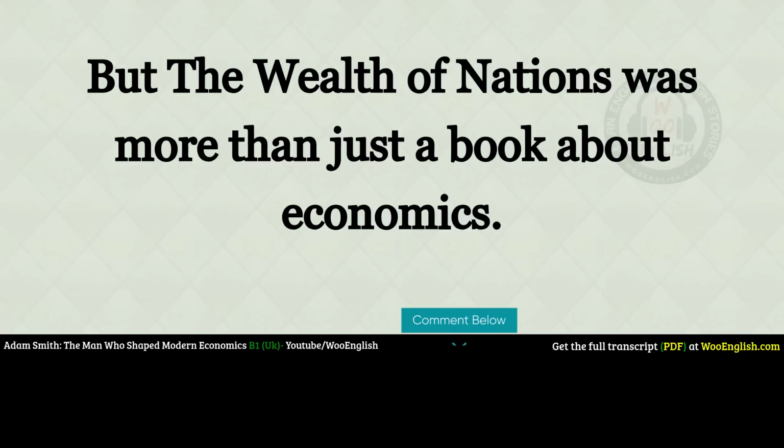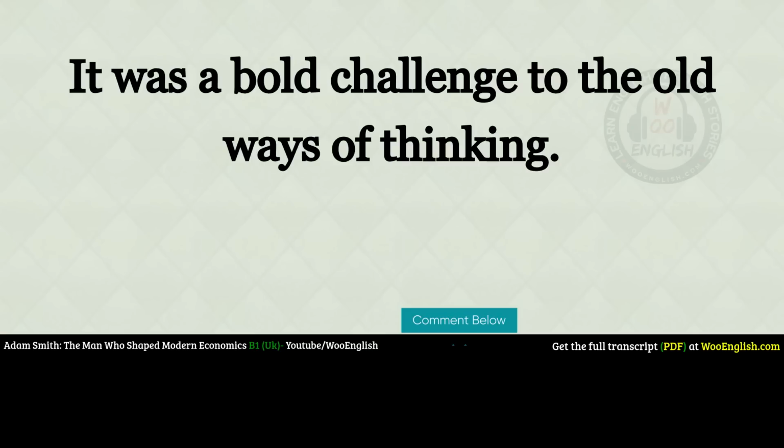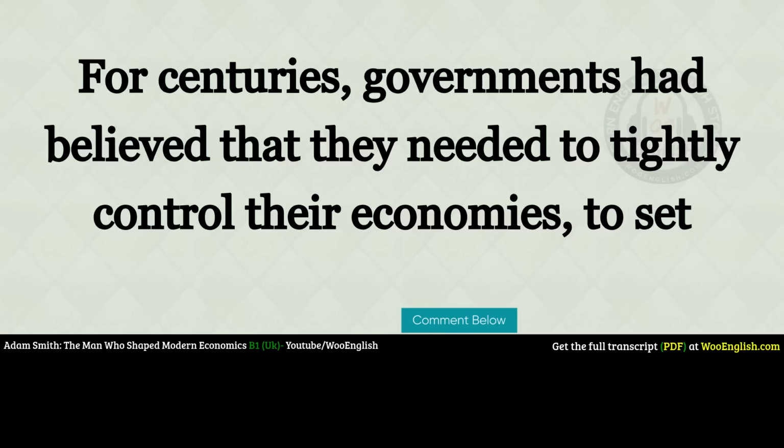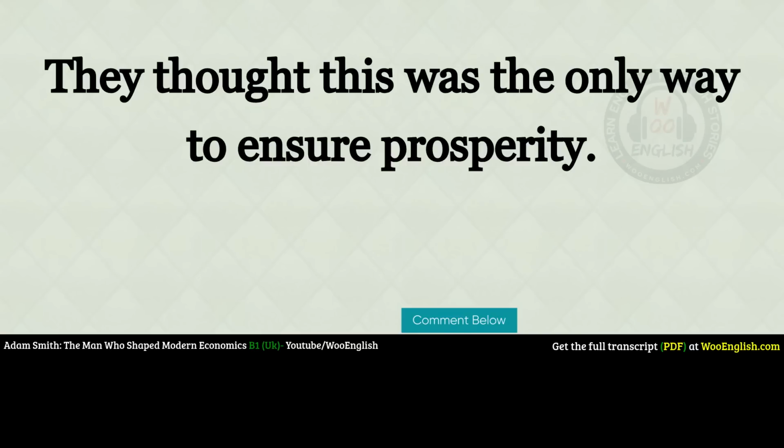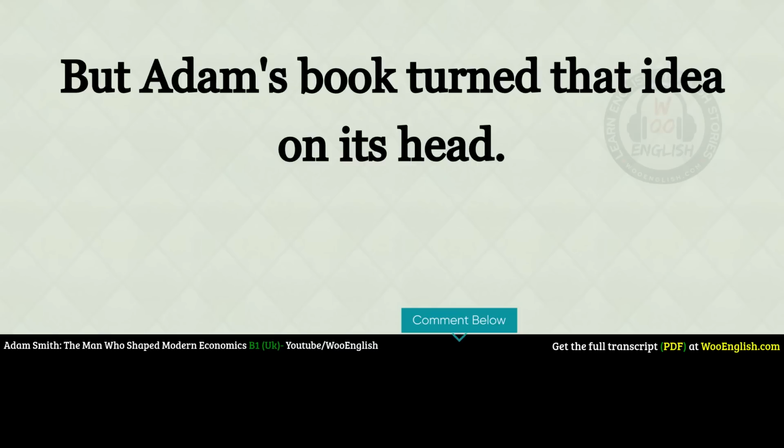But The Wealth of Nations was more than just a book about economics. It was a bold challenge to the old ways of thinking. For centuries, governments had believed that they needed to tightly control their economies, to set prices, restrict trade, and regulate industries. They thought this was the only way to ensure prosperity. But Adam's book turned that idea on its head.